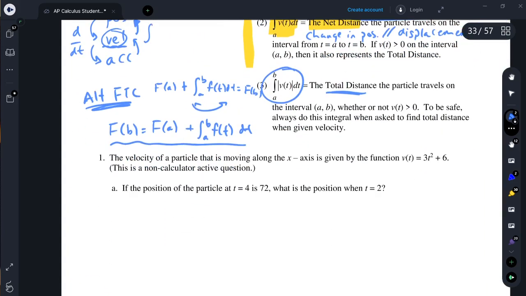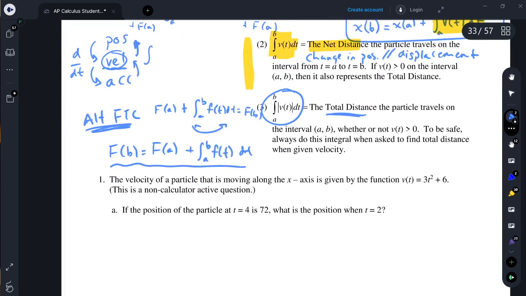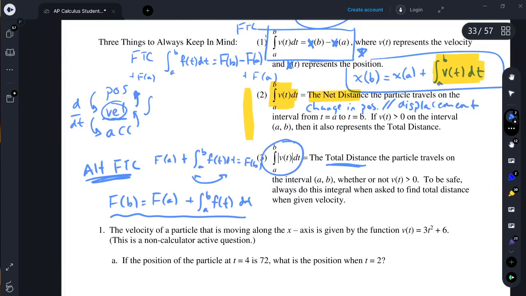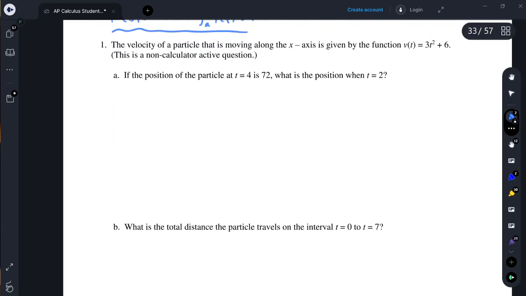All right. I know it's kind of hard to look at these three rules and really understand them. So we're going to do some example problems, and hopefully that starts to solidify it. First question: we have the velocity of a particle moving along the x-axis, and its velocity is 3t squared plus 6.